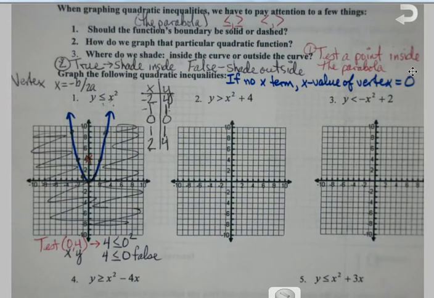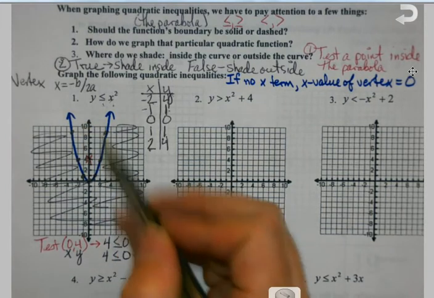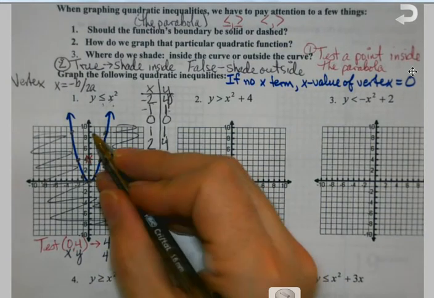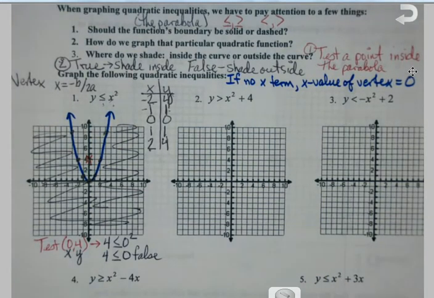Yes, sir? Why did you pick 0, 4? Any point inside of here I can use. Because by testing one point in there, I'm basically testing all of the points in there. So yeah, if you'd have picked like 1, 8, it'll work for you too.